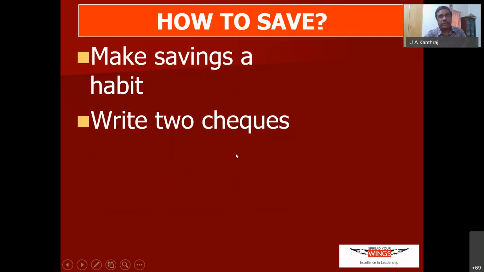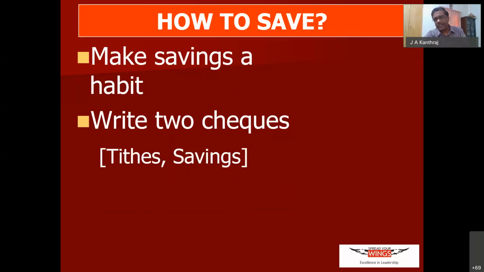Okay, the next one is write 2 checks. Quickly, I'll move. There's a time constraint. Write 2 checks. One is for tithes and one is for savings. Just as much as I emphasize savings, tithes is a very, very integral part of it, my dear friends. I myself have experience from this.